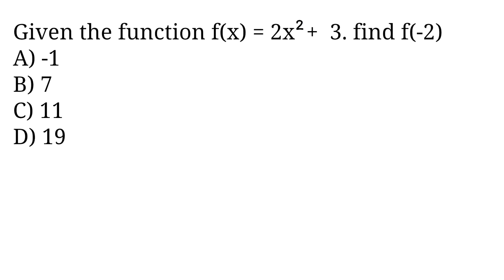Given the function f of x equals 2x squared plus 3, find f of negative 2. A. Negative 1. B. 7. C. 11. D. 19. To find f of negative 2, we need to substitute negative 2 for x in the function. Wherever you see x, just replace it with negative 2.